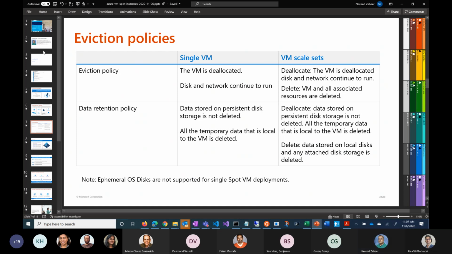When you set up the eviction policy, there are two things to keep in mind. You can say, okay, deallocate the VM. Let's say you created a VM as a Spot VM instance and decided you want the policy to deallocate. When the price range you have set is hit, that VM will be deallocated. Your disk, if you have a data disk attached to it, will stay there. Of course, that VM is deallocated, so you are not paying for that VM anymore.